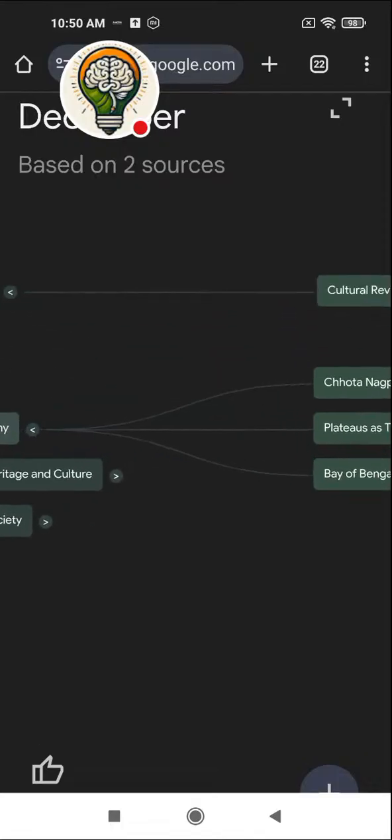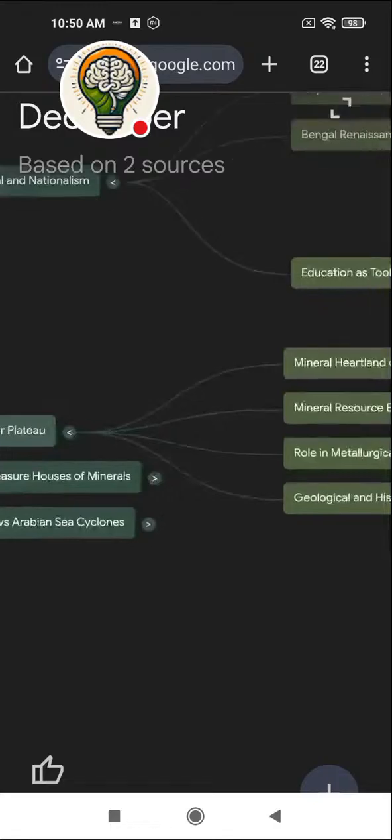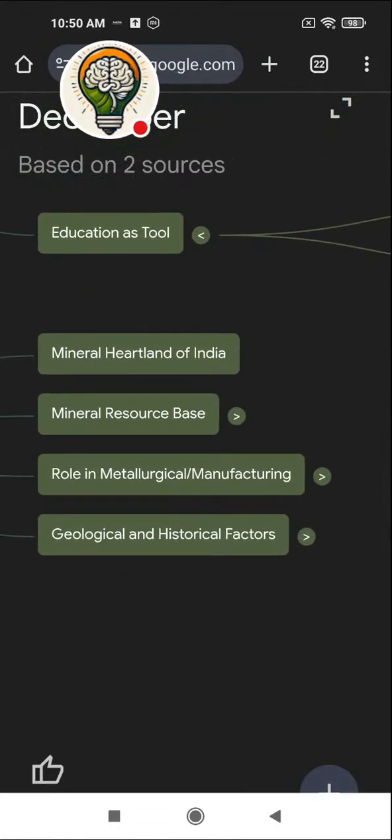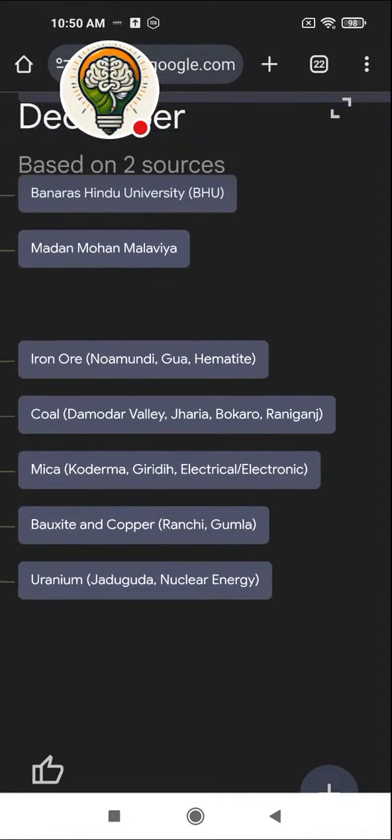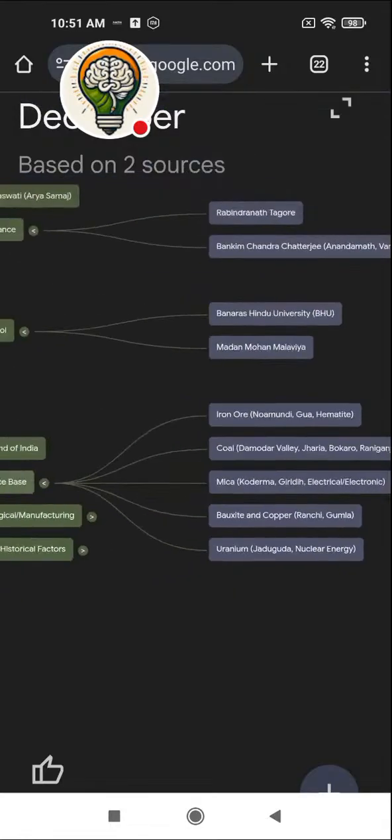Then the geography. So Chota Nagpur Plateau, it is the mineral heartland of India, a mineral resource base like iron ore, Noamundi, Gua and hematite, coal, Damodar Valley, Jharia, Bokaro, Raniganj, mica, Koderma, Giridih, electric and electronic products, bauxite and copper, Ranchi and Gumla, uranium, Jaduguda and nuclear energy.